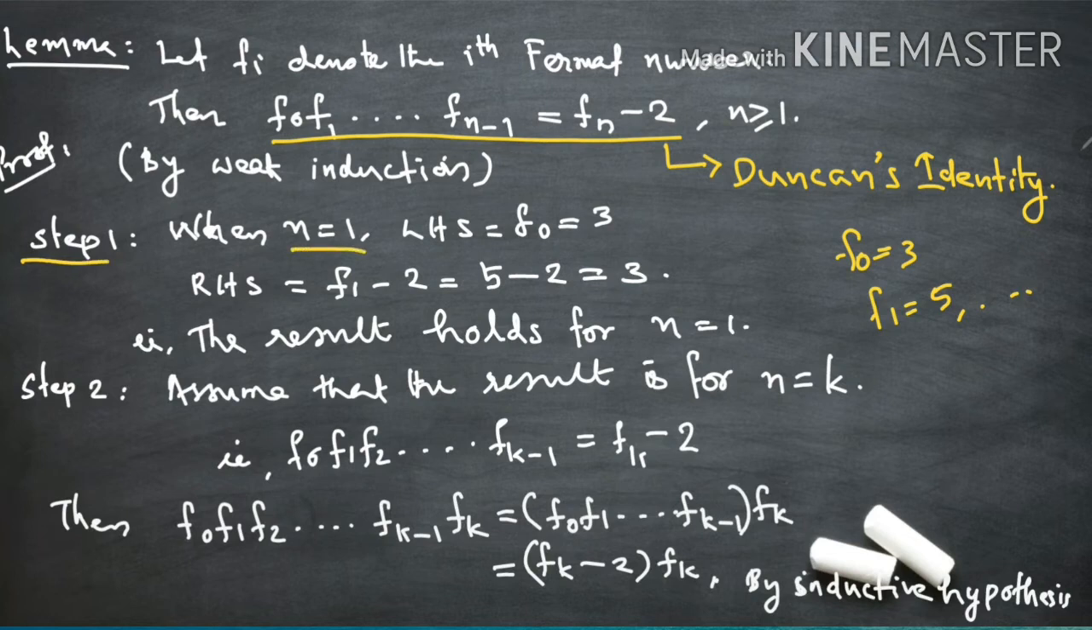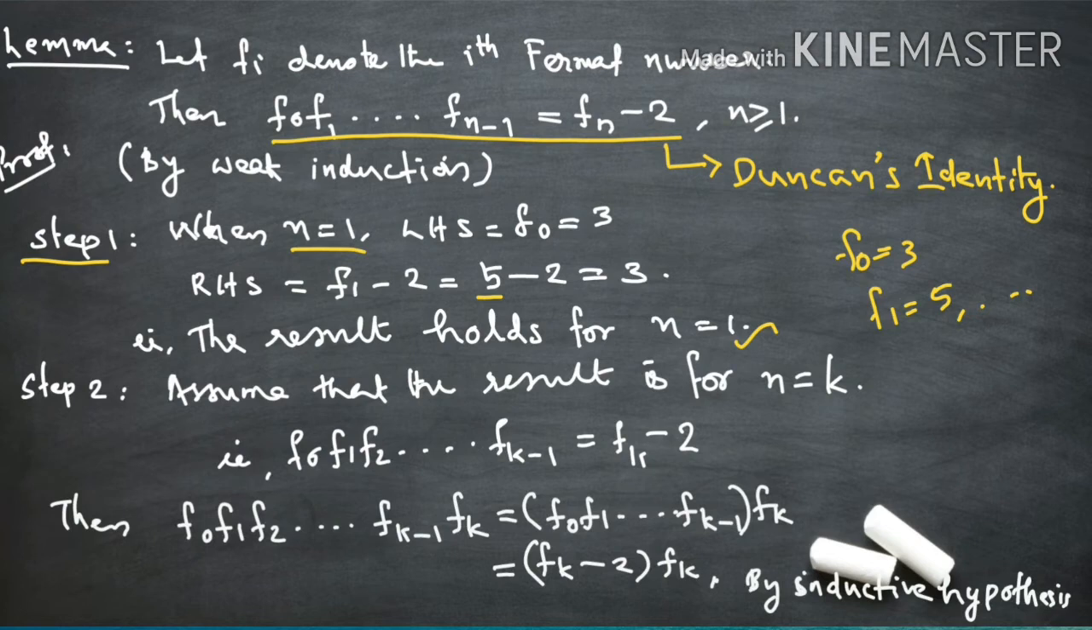Now when n equal to 1, what will be the left hand side? Left hand side is f naught up to fn minus 1. So when n is equal to 1, the left side is only f naught, which we know is 3. And what about the RHS? When n equal to 1, RHS is f1 minus 2. We know f1 is 5, so 5 minus 2 is 3. So the result is true for n naught equal to 1.